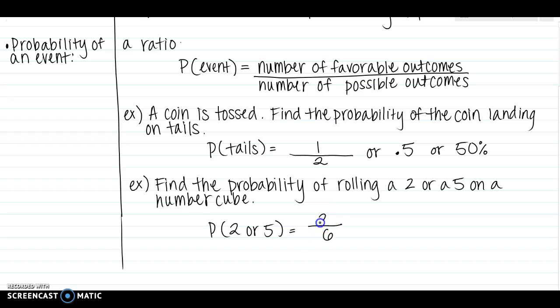Well, I can land on the 2, or I can land on the 5. So there are 2 different ways of rolling a 2 or a 5, and my probability is 2 out of 6. Now remember that we do also want to always simplify our fractions. So I'm going to go ahead and divide the top and bottom by 2, and that would give me 1/3. So my probability of rolling a 2 or a 5 on a number cube is 1/3. Again, we can figure out what this would look like as a decimal and as a percent if we need to.